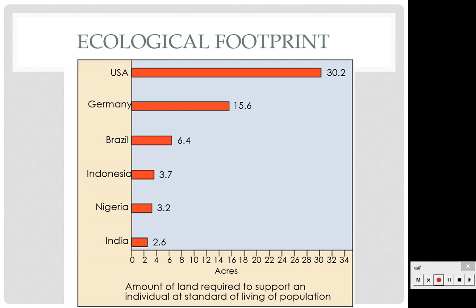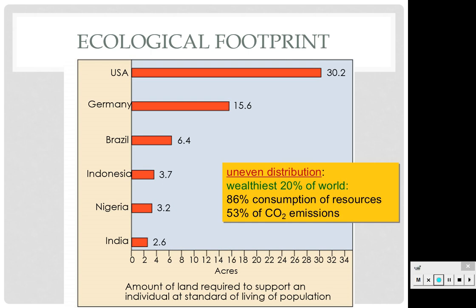6 types of ecologically productive areas are distinguished in calculating the ecological footprint. Land suitable for crops, pasture, the CO2 produced by burning fossil fuels. Okay. Alright, so this is ecological footprint. Once again, it's that uneven distribution. Wealthiest 20% of the world consumes 86% of the resources and emits 53% of the CO2.